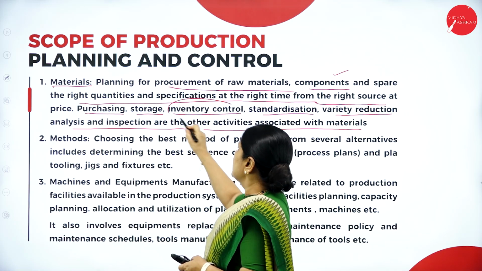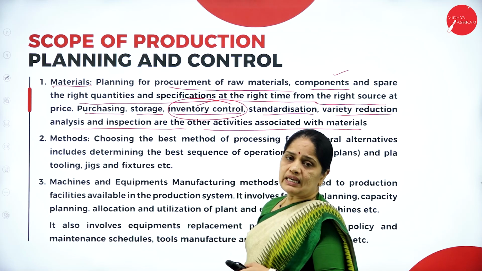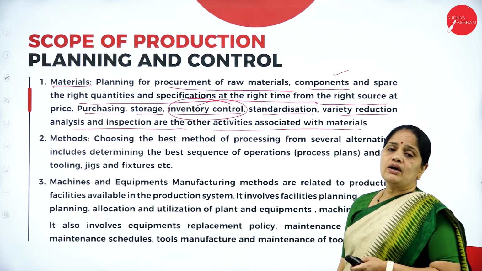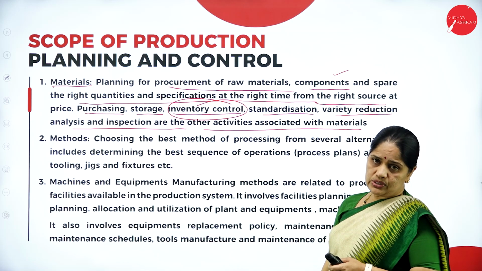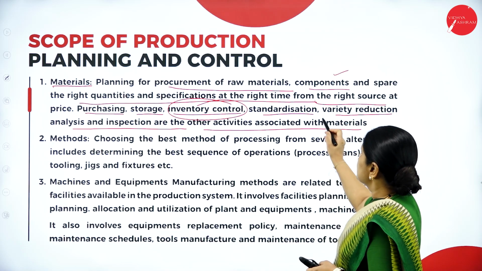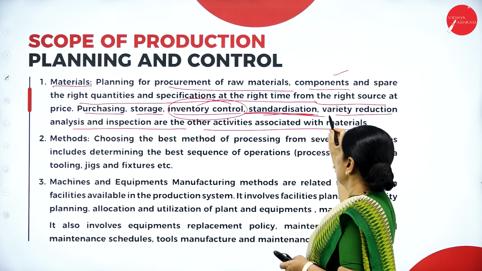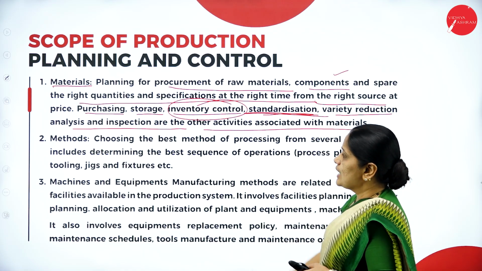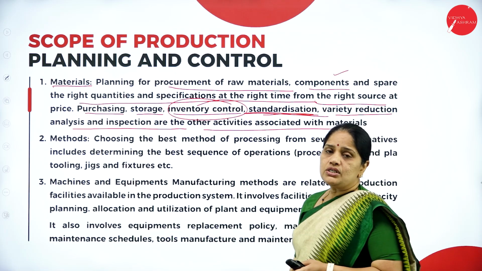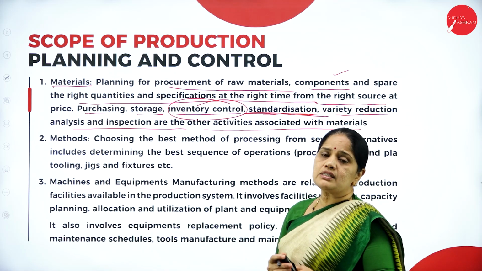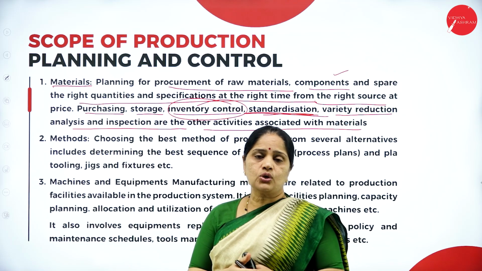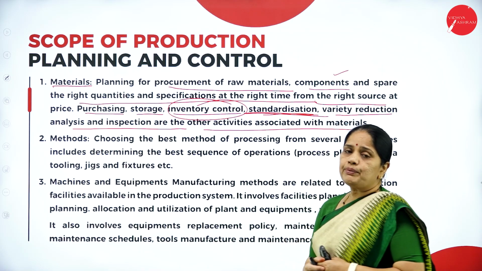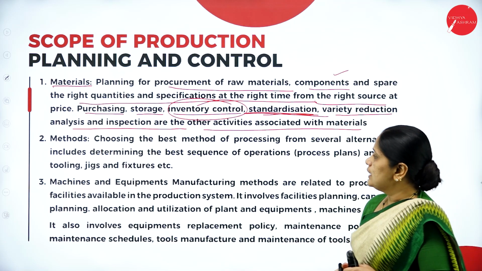Then inventory control. So how do you go about the inventory control? How do you maintain the stock of inventory? What is the method you are using for inventory control? Standardization. So what are the standard goods you are producing? Variety reduction analysis and inspection. So there should be a periodical inspection of the goods which are there in the godown. So all this has to be done under the production planning and control system.